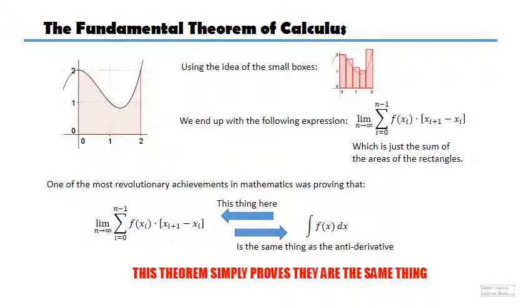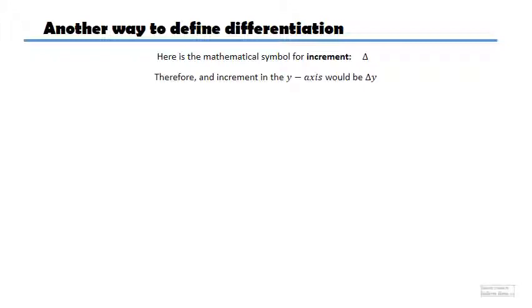But before we do that, just a small notation sidestep. Differentiation, we've talked about it plenty of times. Now here's another way to define it. Here's a symbol, and the symbol is increment. This is the delta, and it means increment of something. If I have an increment on the y-axis, I'll put delta y. An increment on the x-axis will be delta x.